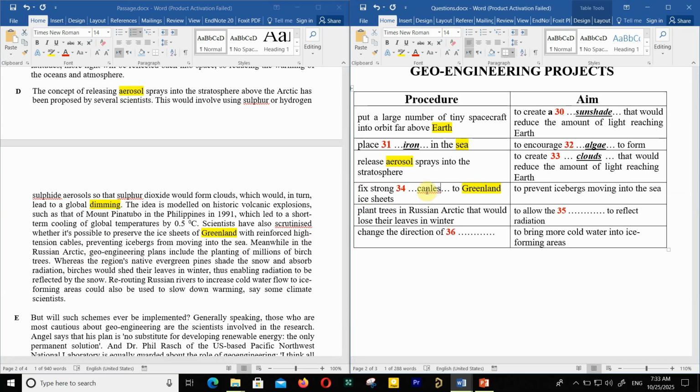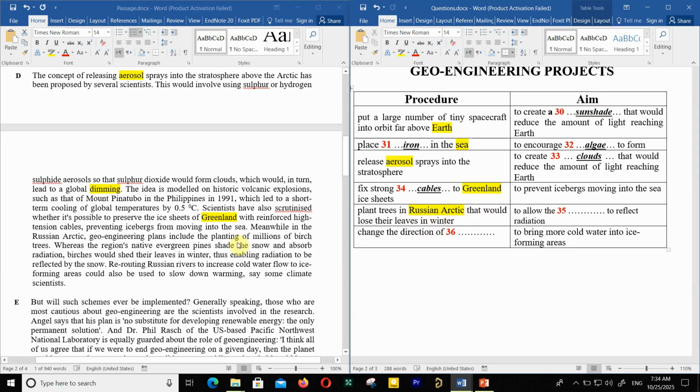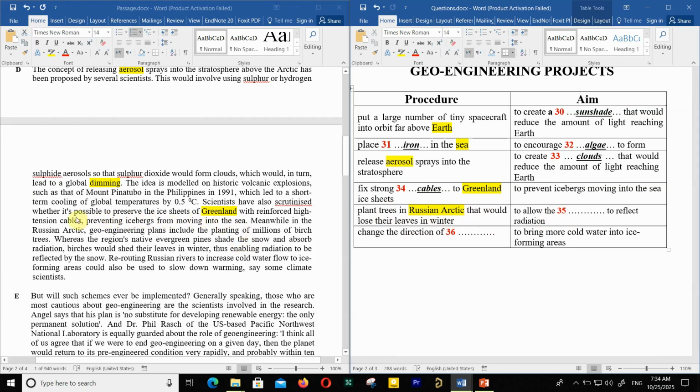Just use the paraphrasing technique and find the keywords in the passage. To fix strong cables, reinforced high tension cables. So for question 35, you can find Russian Arctic. This is an easy one to look for. This is with capital letters. And where is it? This is Russian Arctic. The next sentence. This is it.